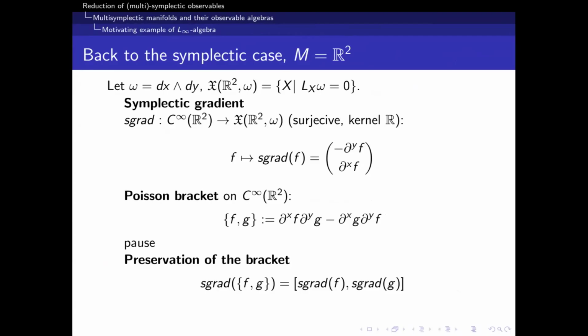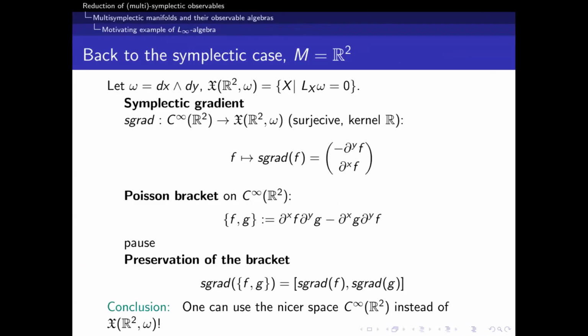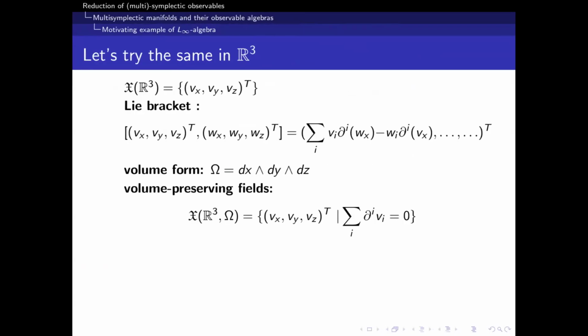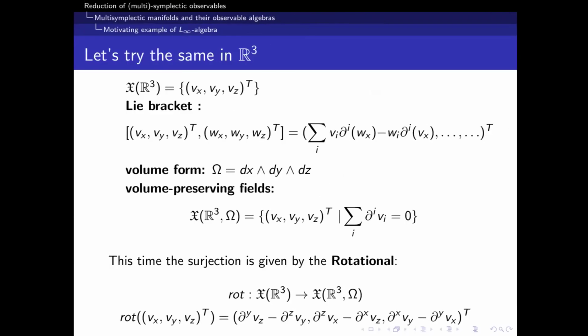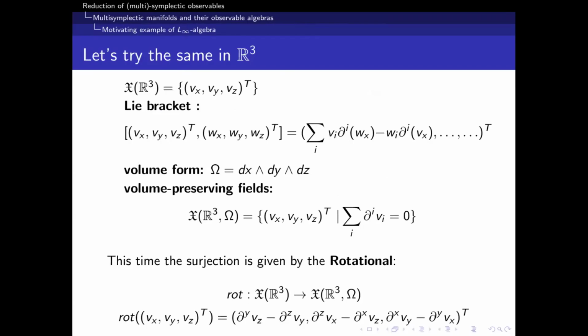Now we can say, okay, this was quite a successful strategy. Instead of working on the slightly more complicated space of vector fields preserving a form, we work on the space of all functions. Let's try to do this in R^3. So we take all vector fields on R^3. We take a standard volume form. We now want to look at the volume preserving vector fields, so divergence-free vector fields. We do have a function, the curl or the rotational, which gives us all volume preserving vector fields in this case.